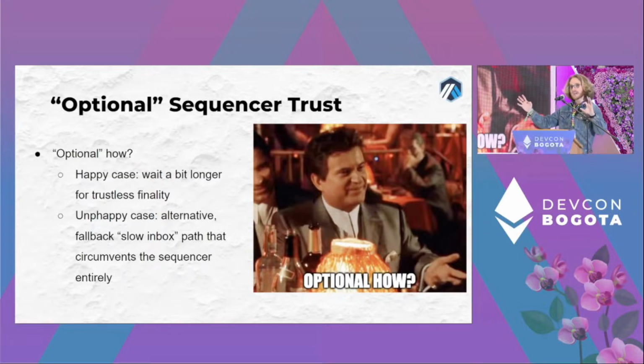In the unhappy case, where the sequencer just goes rogue and isn't even answering anything, there is still a way that you can do anything you want on Arbitrum. There's this alternative path. Basically, long story short, it's a lot slower.